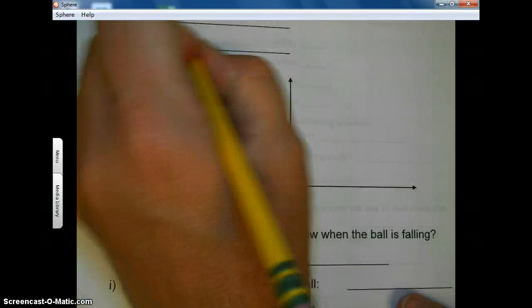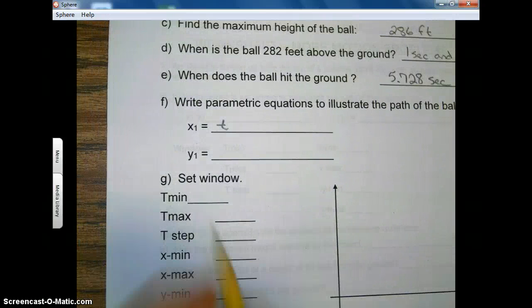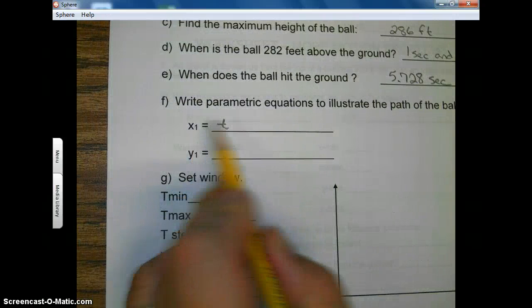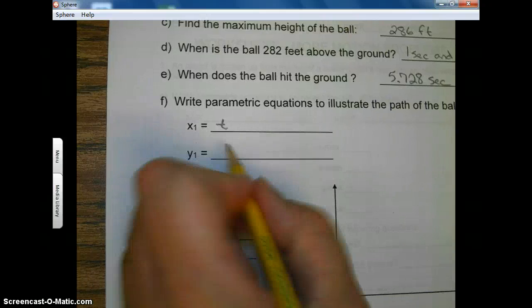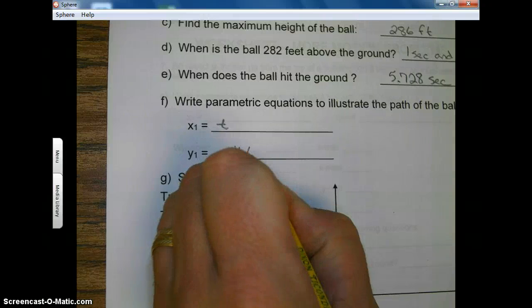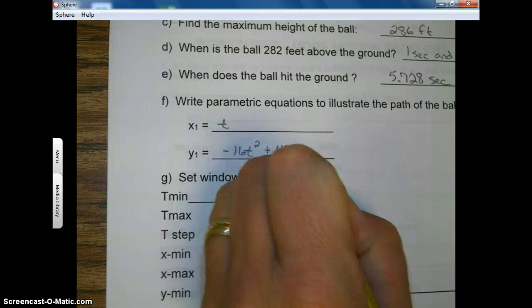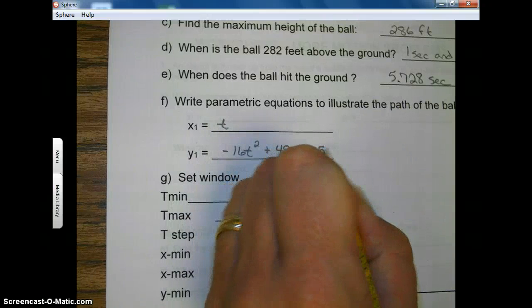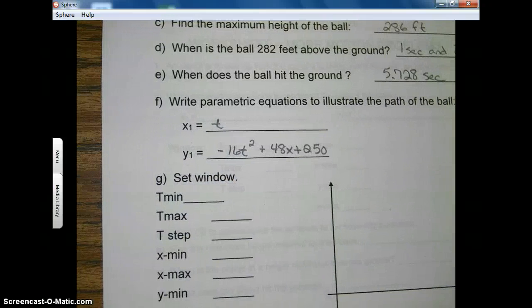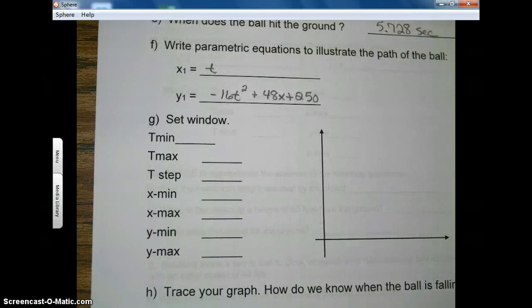So we're going to have x equals t. Remember, our independent variable is what gets the t. Then our function gets the t as well. So much easier when you have a formula, right? Alright, let's set up a window now.